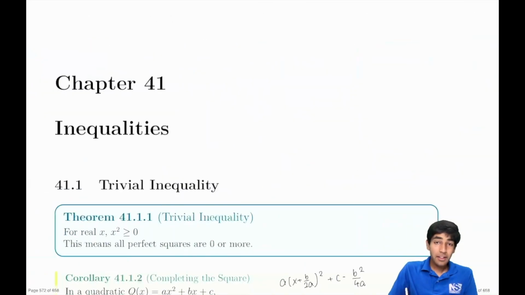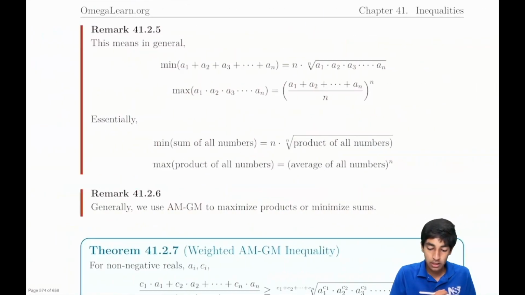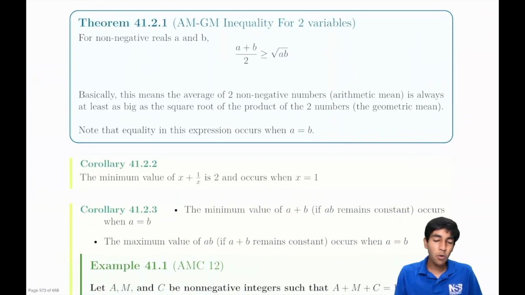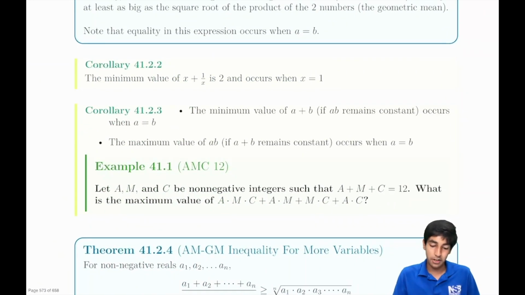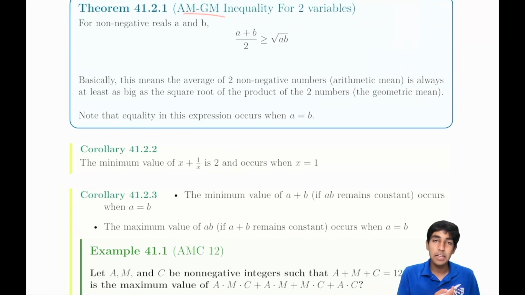Okay, so that was kind of the core thing you have to know. There are a few simple examples here you can practice with in the book, but I'm not going to be covering any examples using the trivial inequality. Now I'm going to talk about some more nuanced inequalities, probably ones you're not familiar with because they're not as trivial. Starting off with the AM-GM inequality.